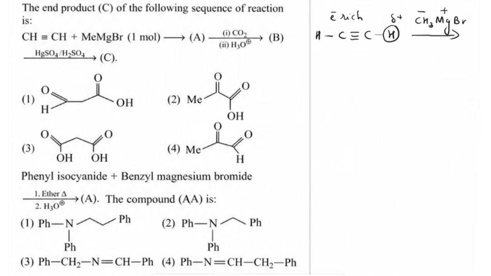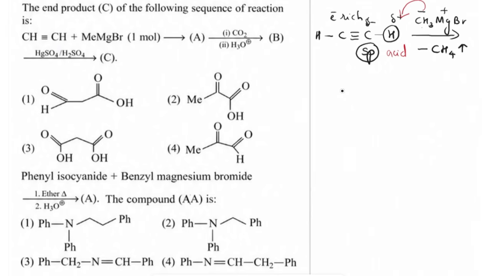The terminal alkynes are acidic in nature because of the sp hybridized carbon. The sp hybridized carbon, due to more s character, is electronegative in nature. Because it is electronegative, the hydrogen here will be electropositive. That means this is a weak acid. If this is an acid, this will act as a base and it will abstract this proton. So what will happen when CH3 minus takes the proton? It will become CH4. It is a gas.